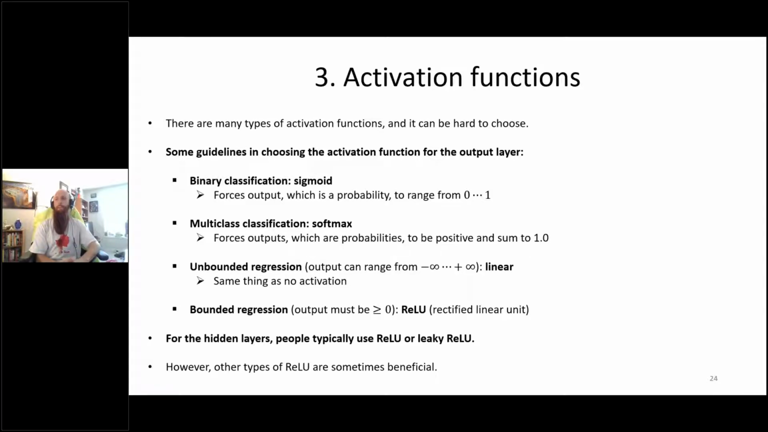And then if you have bounded regression, for example, let's say you have an output that has to be non-negative, in that case, you can use ReLU, or the rectified linear unit. So for example, if you're predicting precipitation, you can't have negative precip. So there's no point in allowing negative values to be spat out of your neural network. So in that case, you could just use a ReLU activation function.